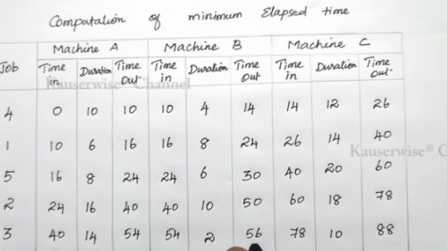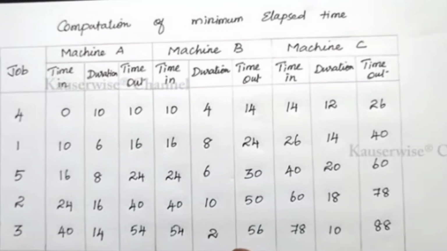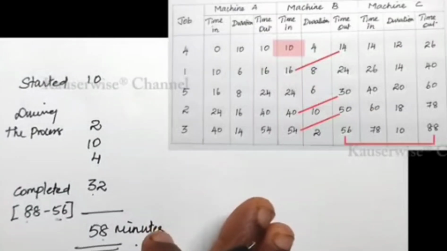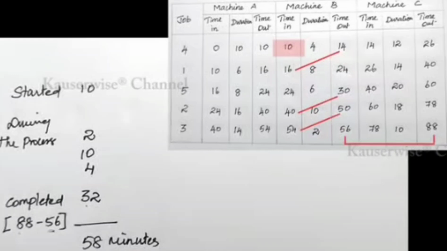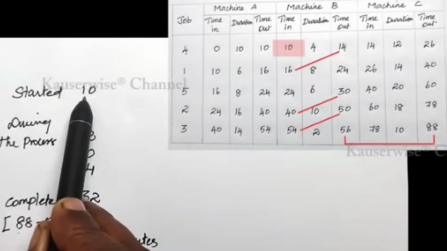Now we need to compare with the total elapsed time. So that is also one kind of idle time for machine B. Okay, now see the calculation. See the working note for idle time on machine B. Machine B started its first process in the 10th minute, that is the idle time.